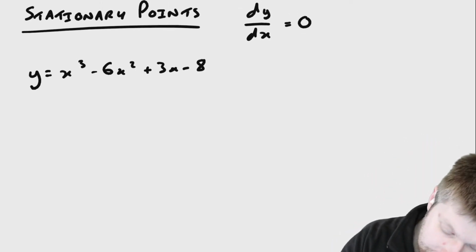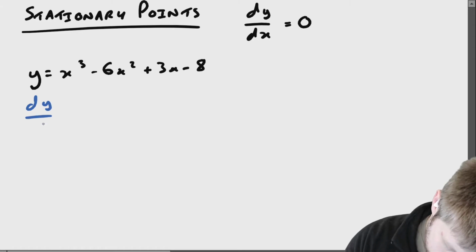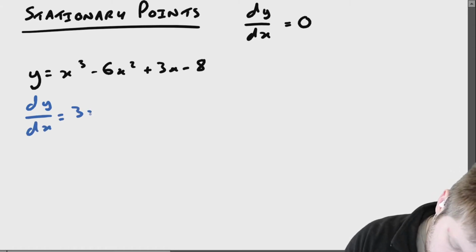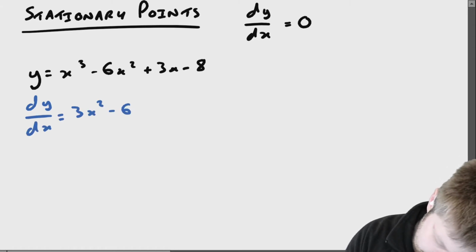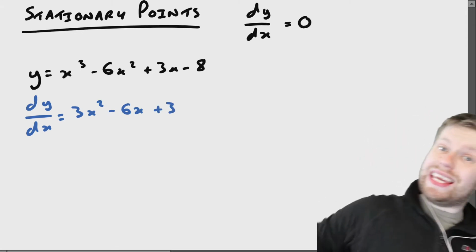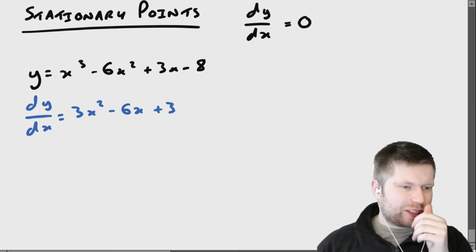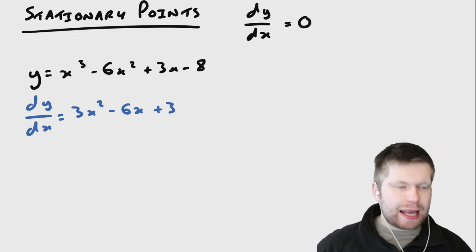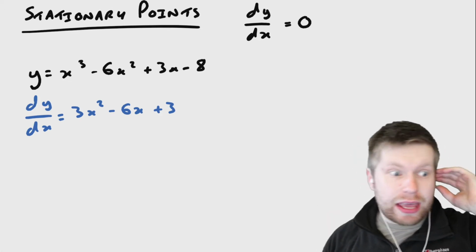First things first, I need to differentiate it. So dy by dx is equal to 3x to the power 2 minus 6x plus 3. Now, if you've just come from the last video, that feels suddenly very easy compared to the last few examples that we've been doing. But now what I need to do is set that equal to 0.